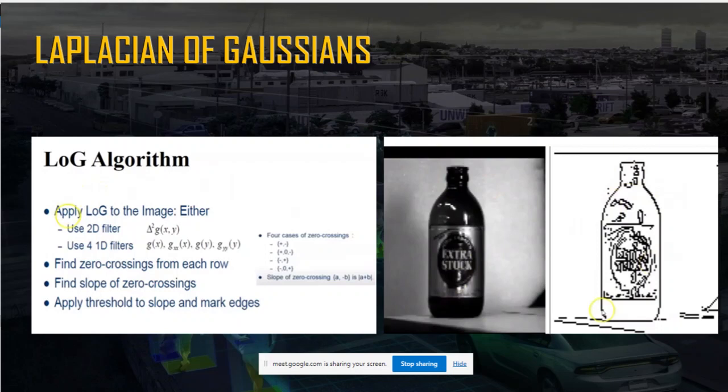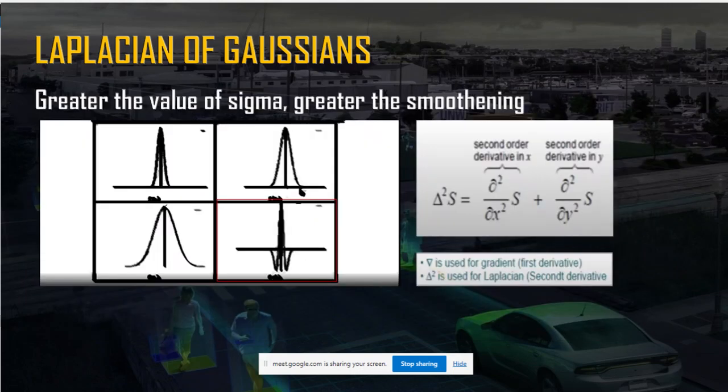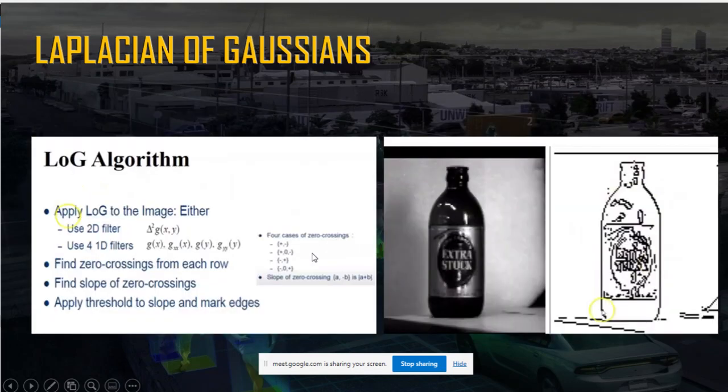And then we find zero crossings. By zero crossings, I mean, here you can see in the fourth image, where this curve would be intersecting the x-axis. These are called zero crossings. Then we find the slope of these zero crossings, apply a threshold to the slope, and mark edges basically. So this is how the image would look after this.